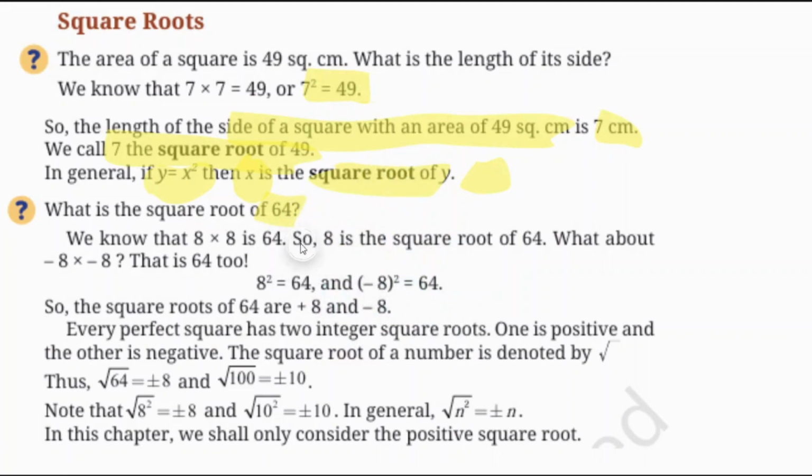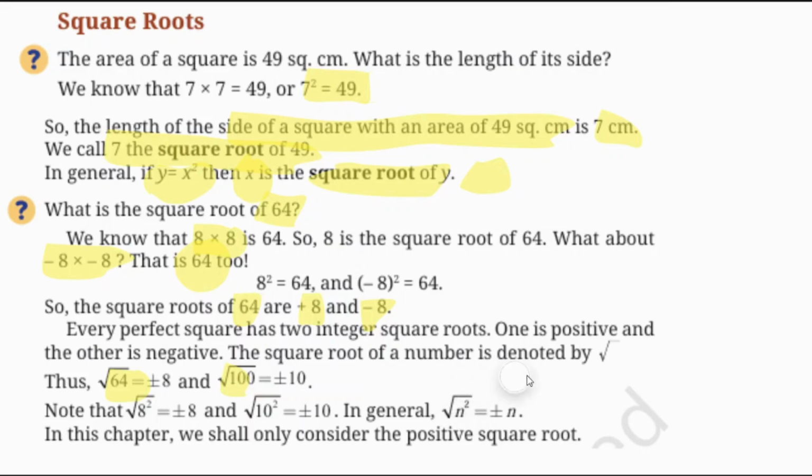Yes, absolutely correct. If you multiply 8 by 8, or if you multiply minus 8 by minus 8, we will get 64. So the square root of 64 is plus 8 and minus 8. See children, whenever we find the square root, we'll always get two square roots. One is positive, one is negative. Here you can see root 64 is plus minus 8, root 100 is plus minus 10.